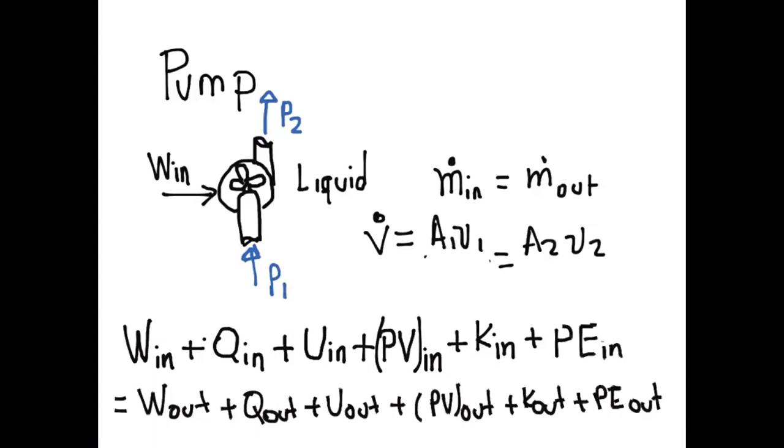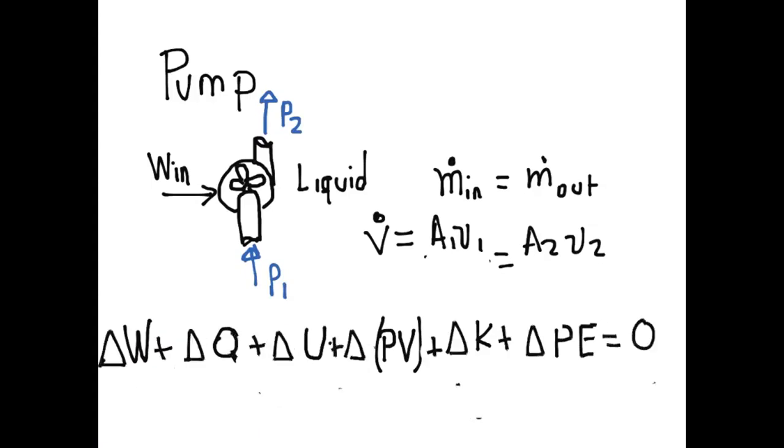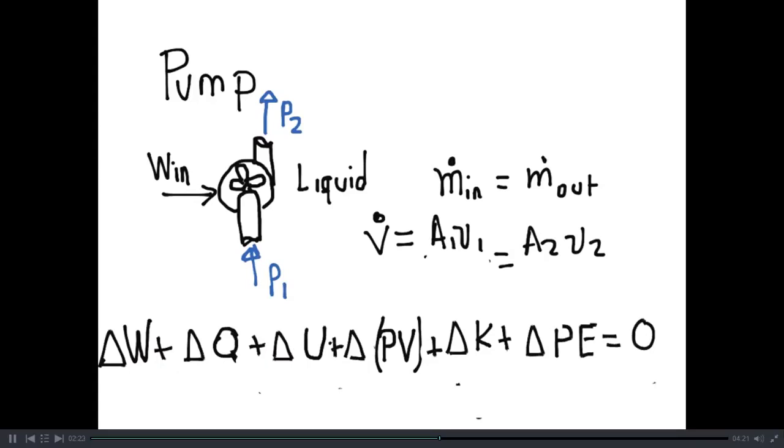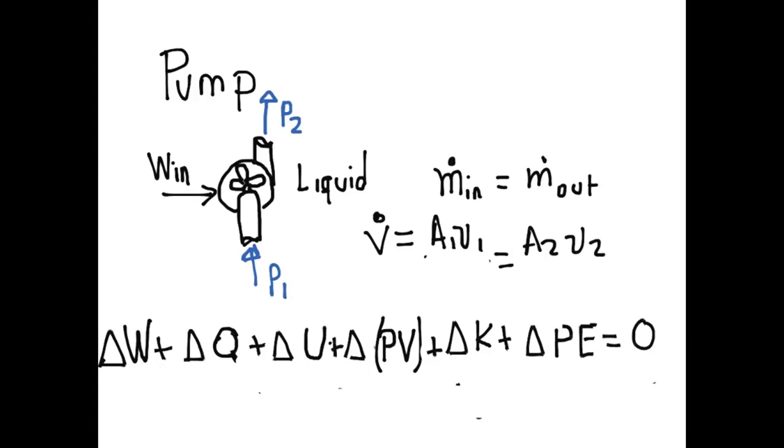We can actually write this equation as the change in work, the change in heat, the change in internal energy, the change in PV, plus the change of the kinetic and potential energies has to be equal to 0. And in the pump, for instance, we will have a work, so this will remain. But usually we don't have, for instance, a change in heat.